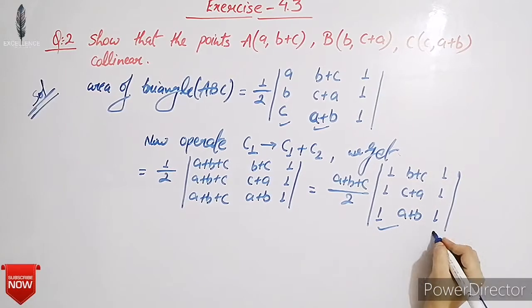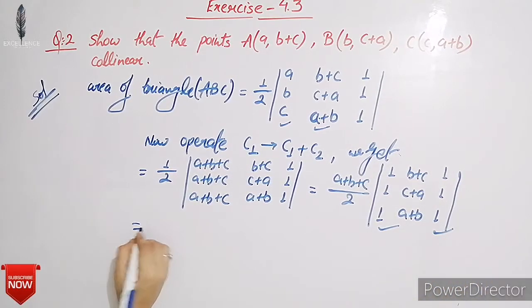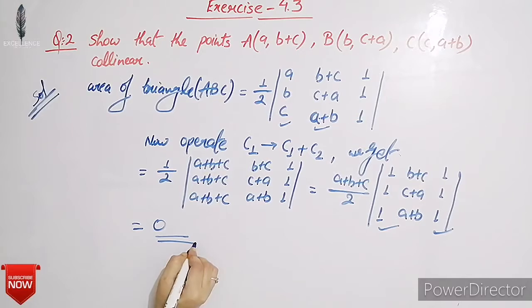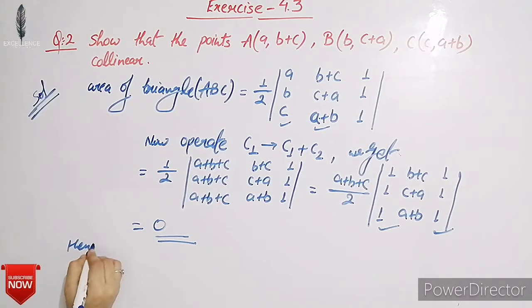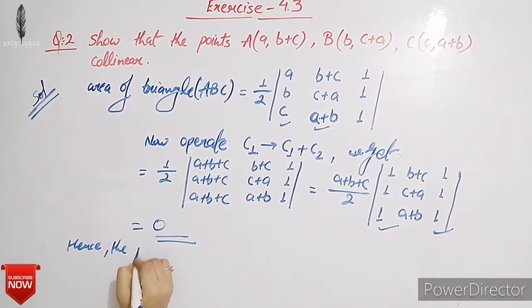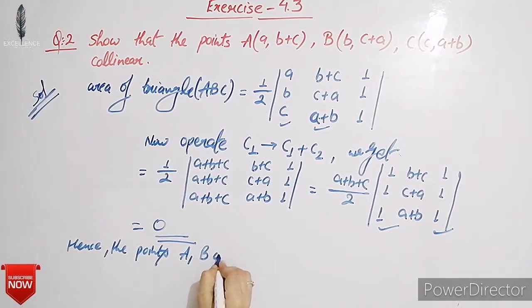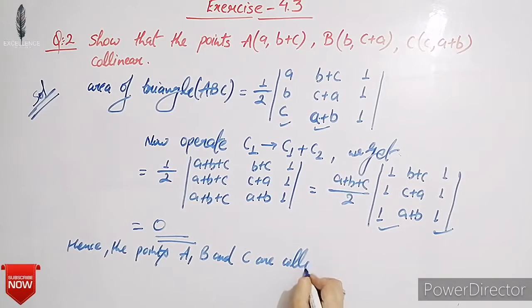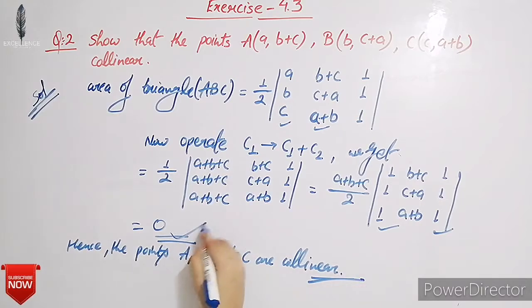Now here C1 and C3 are identical. So the value of the determinant is equals to 0. Hence, the given points A, B, C are collinear because here area of triangle ABC is equals to 0. So these points are collinear. Okay, clear? Let's see the next question.